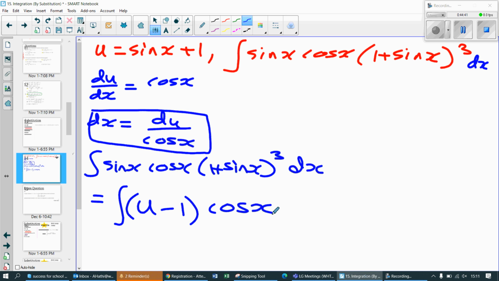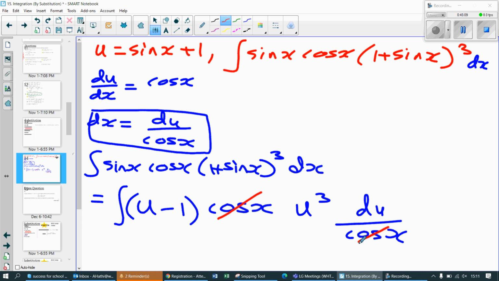What is 1 plus sine x? U. So what is 1 plus sine x cubed? What is dx? Du over cos x. And can you see now how it solved my problem? Because I've got a cos x in the numerator and a cos x in the denominator. You saw that happen earlier on, didn't you? When it cancelled or we made a substitution.